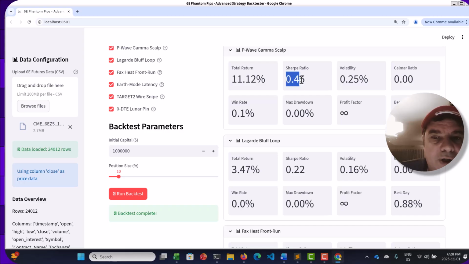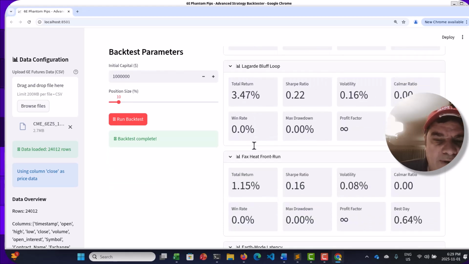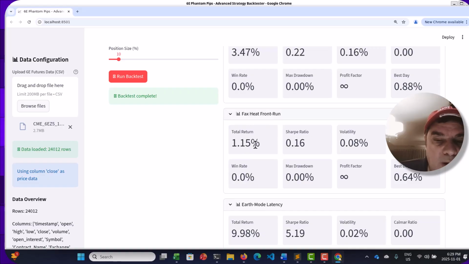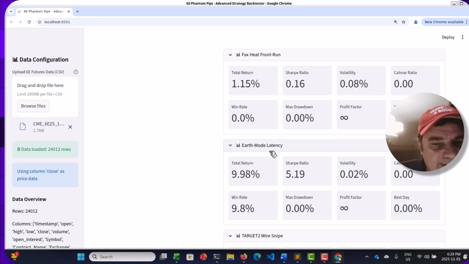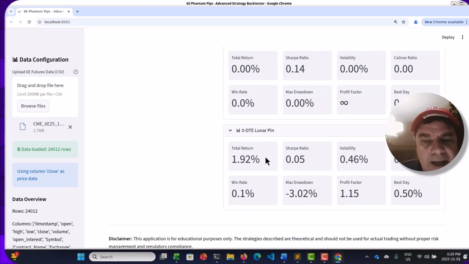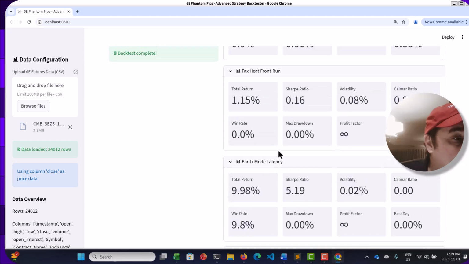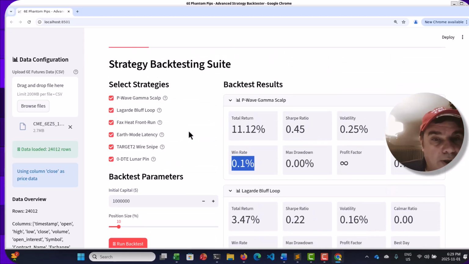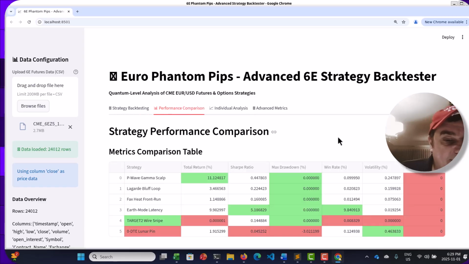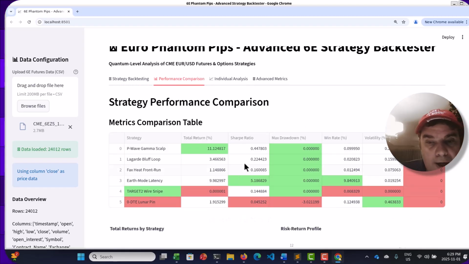Okay, so we have here a Sharpe ratio of 0.545. Volatility is really low. It's okay. Win ratio is fairly low. But we get a return of 11%. And we have this Lagarde bluff loop, 3.47. This other one, 1.15. Here we have the Earth mode latency at 9.98. And again, if you want to know about those particular strategies, then just go watch that video that I mentioned earlier.